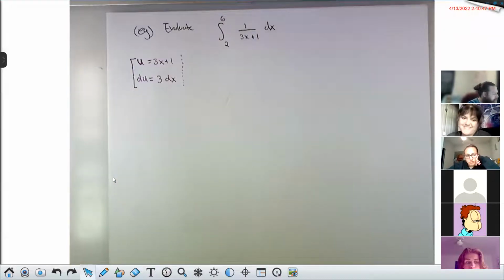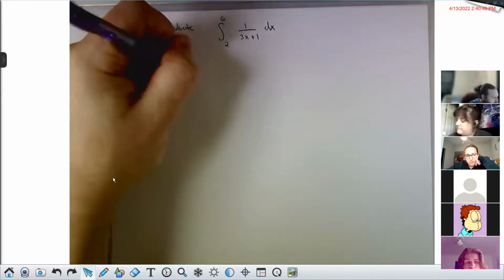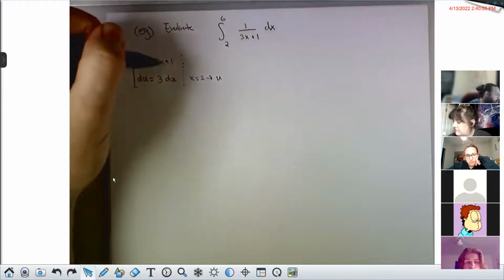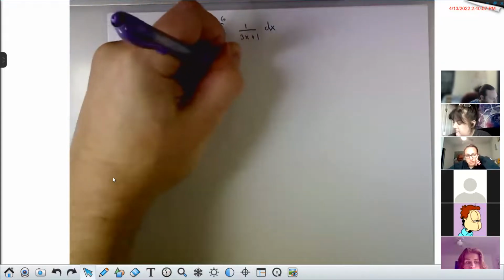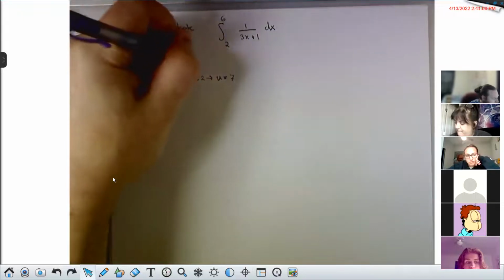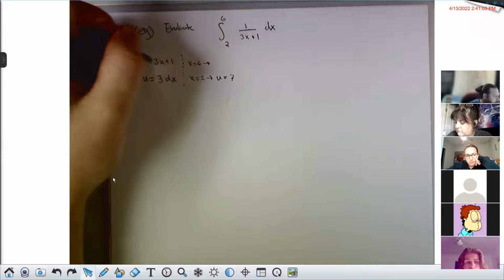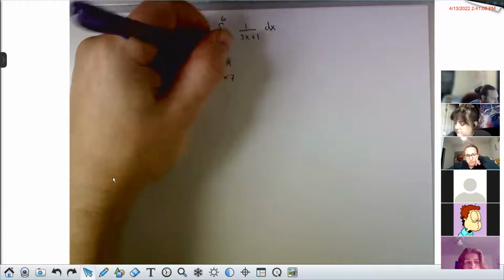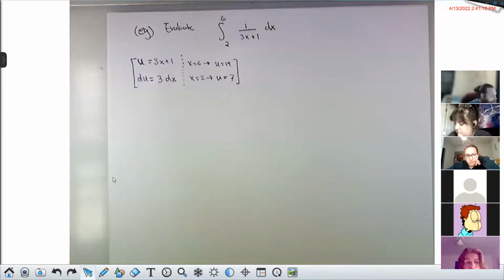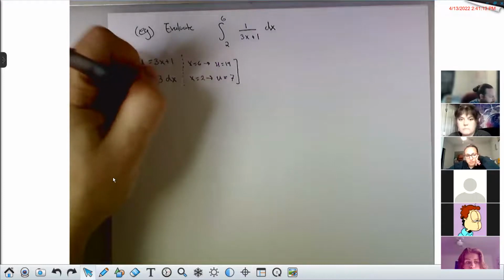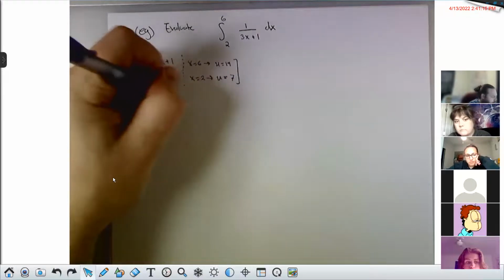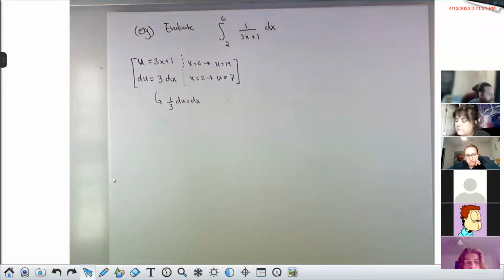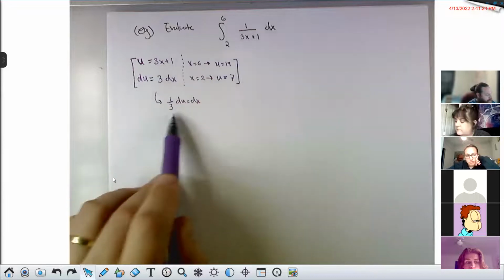All right. We change the bounds. When x is equal to 2, u would be equal to 3 times 2 plus 1, which is 7. And when x is equal to 6, u would be equal to 3 times 6, which is 18, plus 1, which is 19. And then the only other thing, I didn't write it out explicitly last time, but 1/3 du would be equal to dx. And that's what we're going to replace this dx by, is 1/3 du.